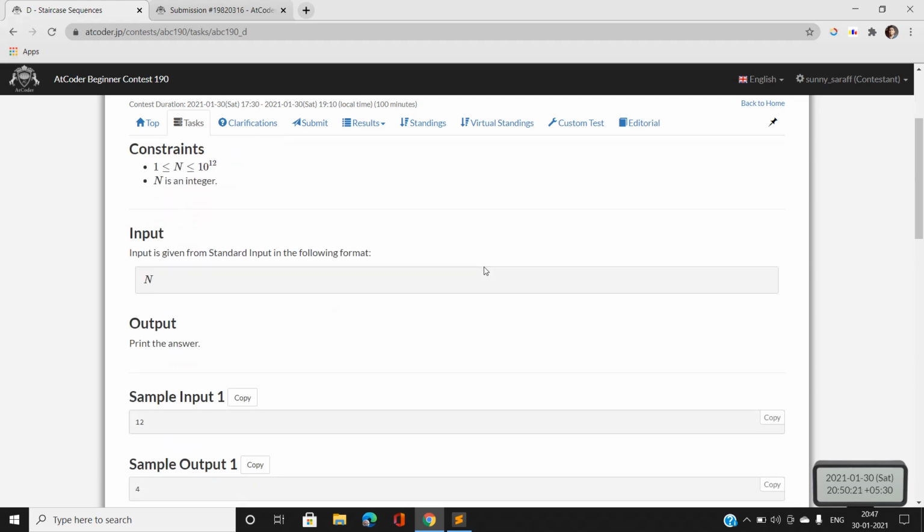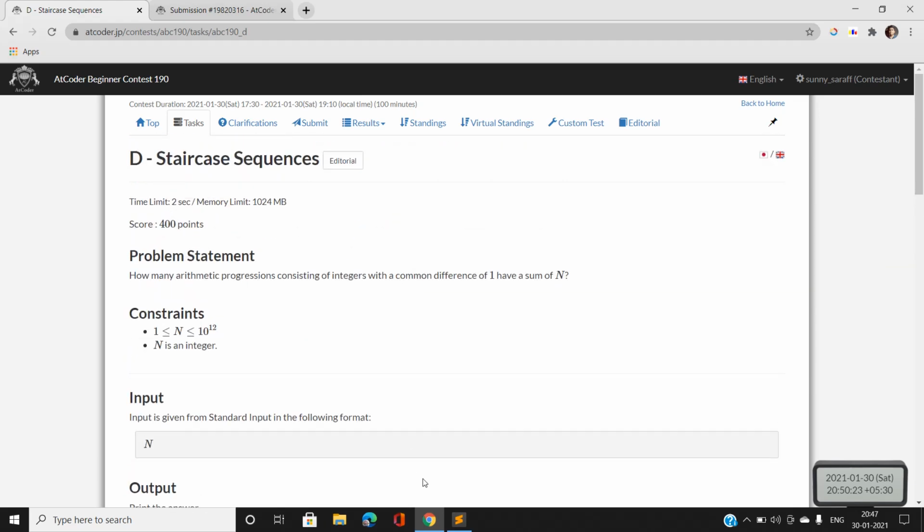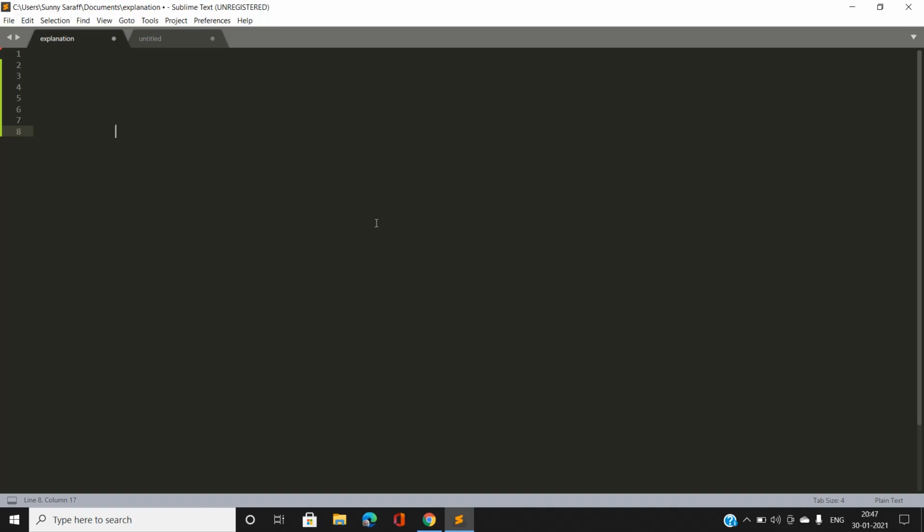So how are we going to approach this question? Let us understand this. Suppose we have an AP having common difference 1: 1 plus 2 plus 3 plus 4 plus something, going up to a small value n1, and we have another AP that also goes from 1 plus 2 plus 3 plus something, up to n2.